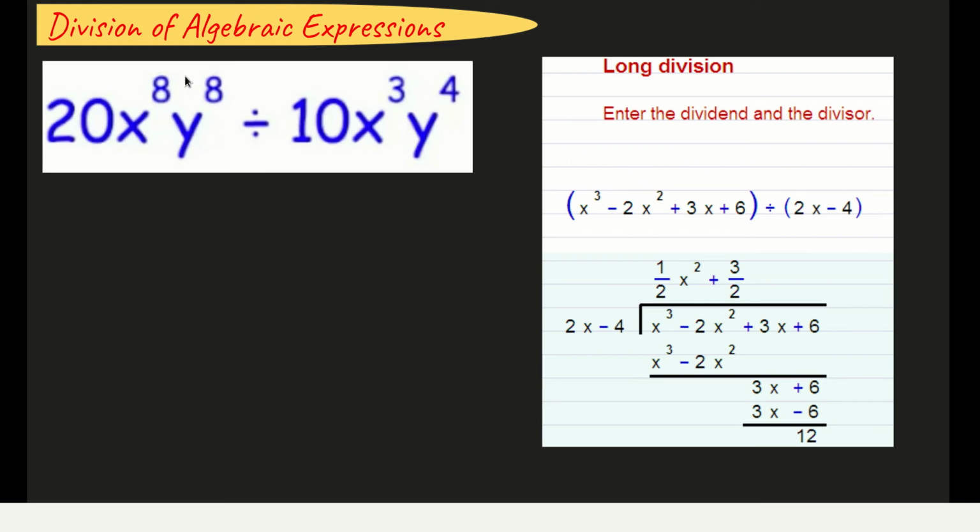You should be able to look at this and immediately say that the answer is: 20 divided by 10 is 2, x to the power 8 divided by x to the power 3 is x to the power 5, 8 minus 3 is 5, y to the power of 8 divided by y to the power 4 is y to the power of 4, because 8 minus 4 is 4. If you're struggling with these problems, you need to go back and have a look at the video where I deal with this, the video on exponential rules.